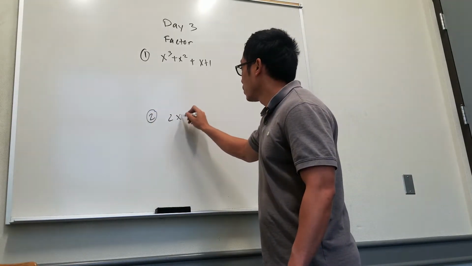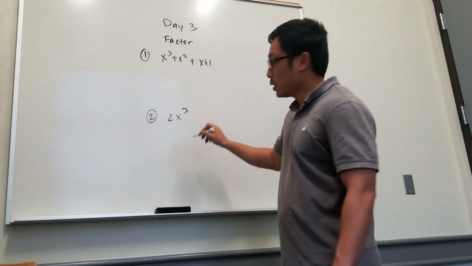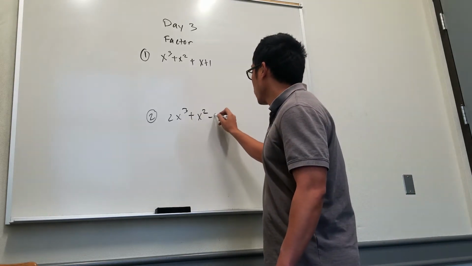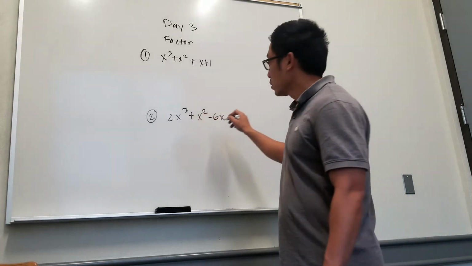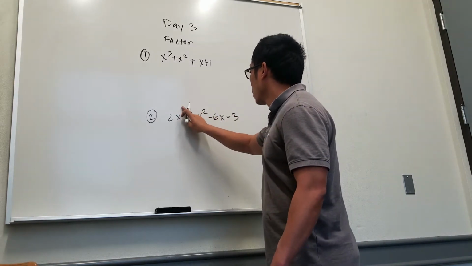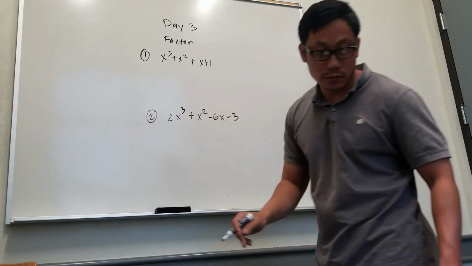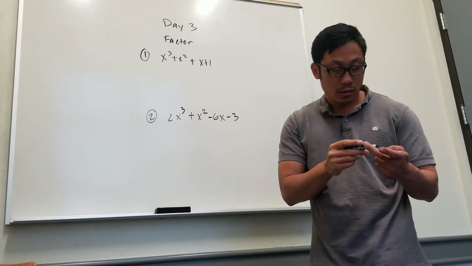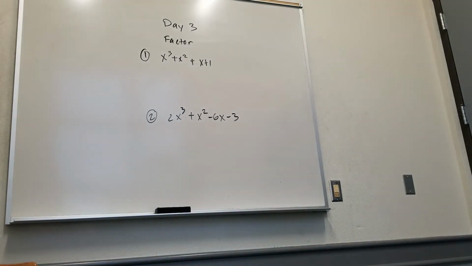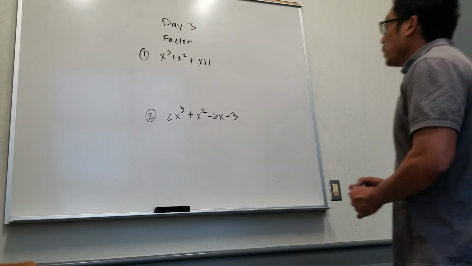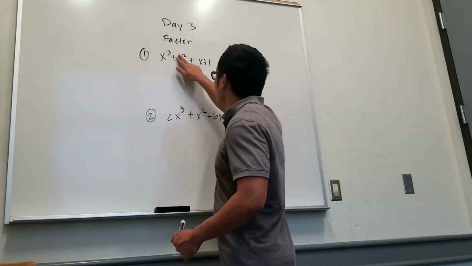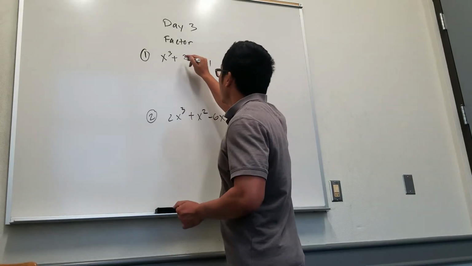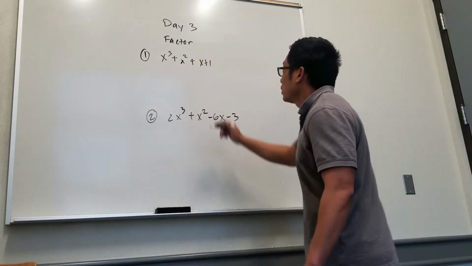2x cubed plus x squared minus 6x minus 3. So pause the video if you have to. We're making good time, so we should be fine. All right, let's do this. My video is usually 30 minutes long.